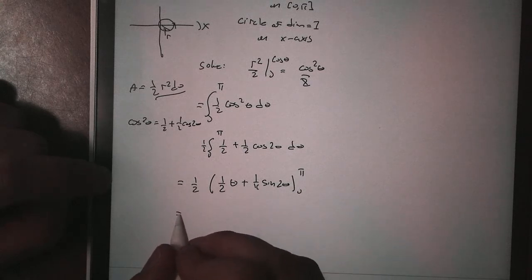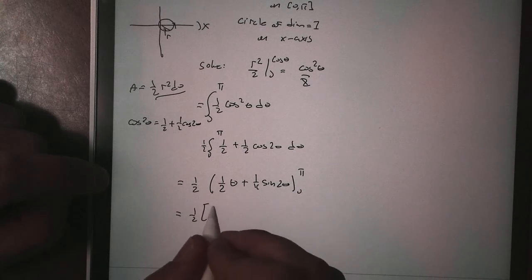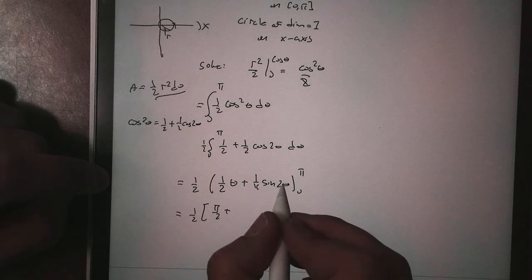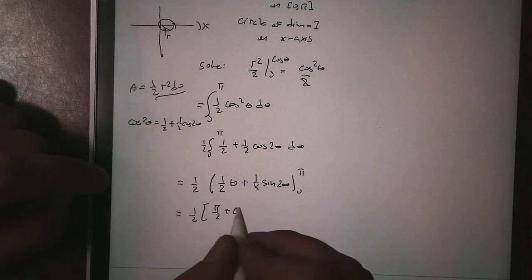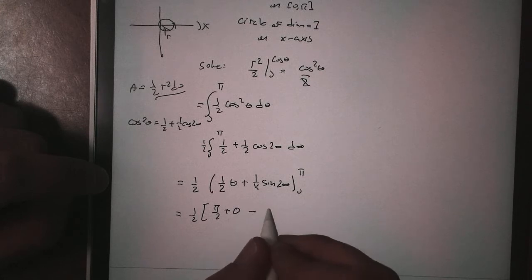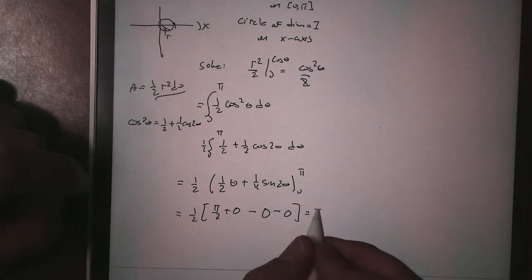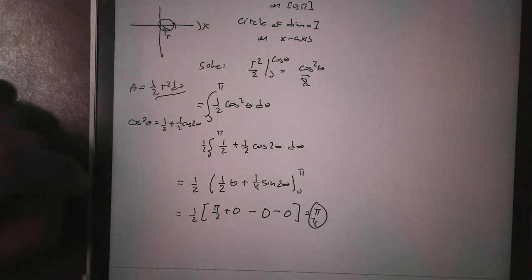And if you plug pi in, we get 1/2 times pi over 2 plus sine of 2 pi, which is 0, so that just becomes 0, minus, plug in 0, I get 0 minus sine of 0, which is just 0, and we get pi over 4.